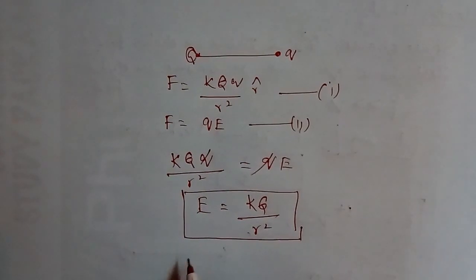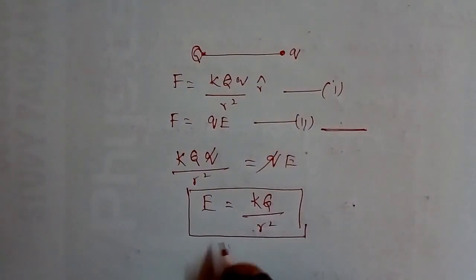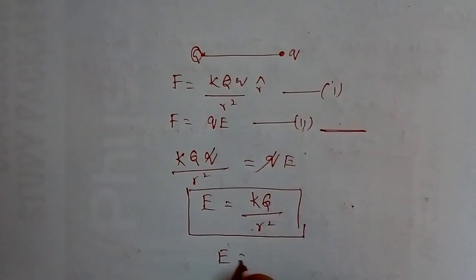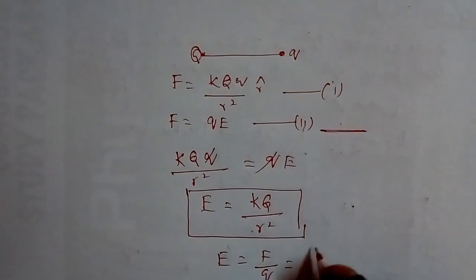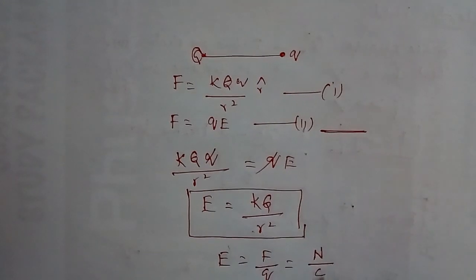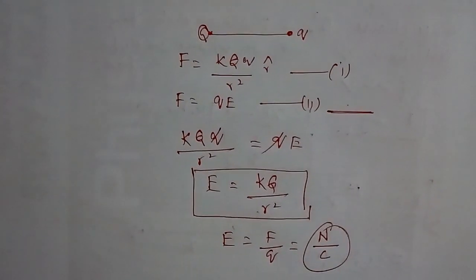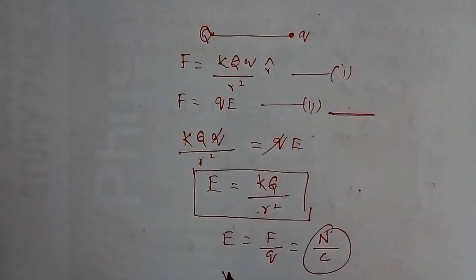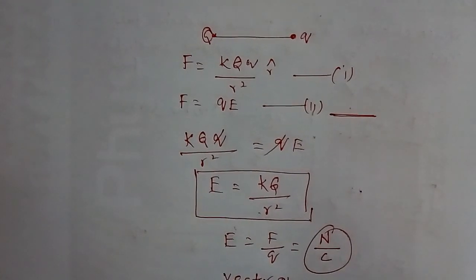Now we can also find out what is the SI unit of this electric field. From the second equation, we can write E is nothing but F by q. So the SI unit of force is Newton, and for charge it is Coulomb. So electric field is nothing but Newton per Coulomb. Students, you should remember that this electric field is a vector quantity. It is not a scalar quantity, it is a vector quantity.